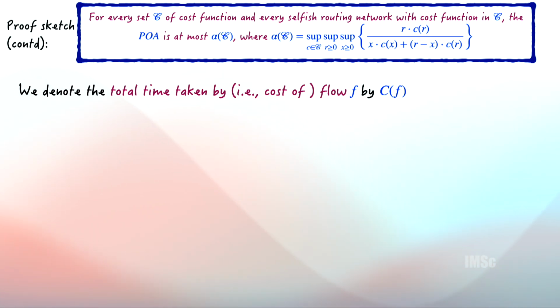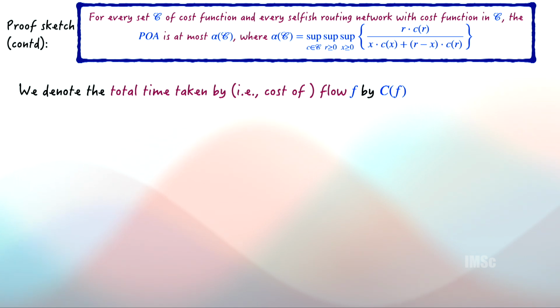Okay. So, now I am going to try and think about the price of anarchy. I did not formally define what price of anarchy means. Generally, it means the worst case behavior, what is the behavior in an equilibrium compared to the social optimum. So, I am going to talk about the total cost due to the flow f, total time taken due to flow f. That is what C of f is.